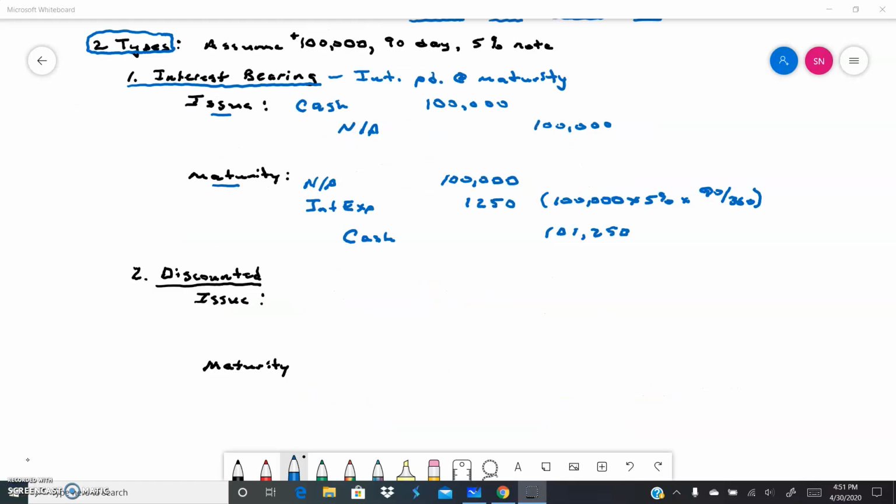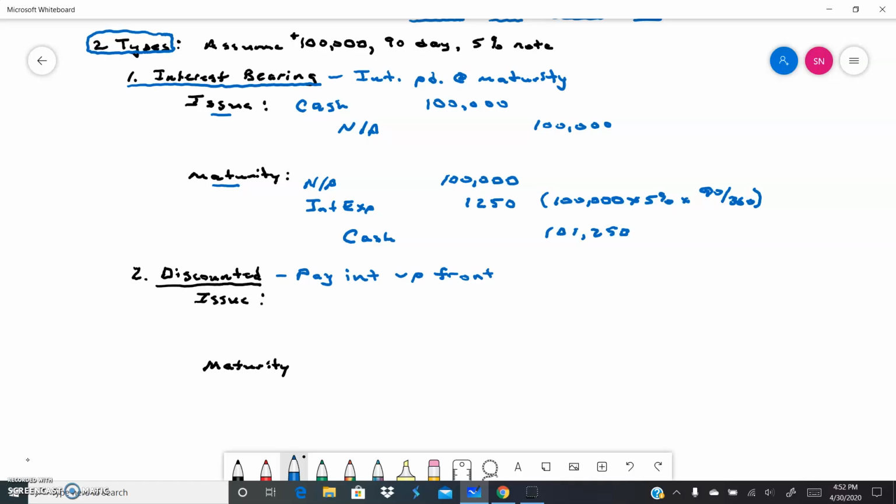All right, I just moved the screen up a little bit. The second type of note is what's called a discounted note. A discounted note is where we pay the interest up front, or at the time that we borrow the money. So let's take a look at that and see how that works.